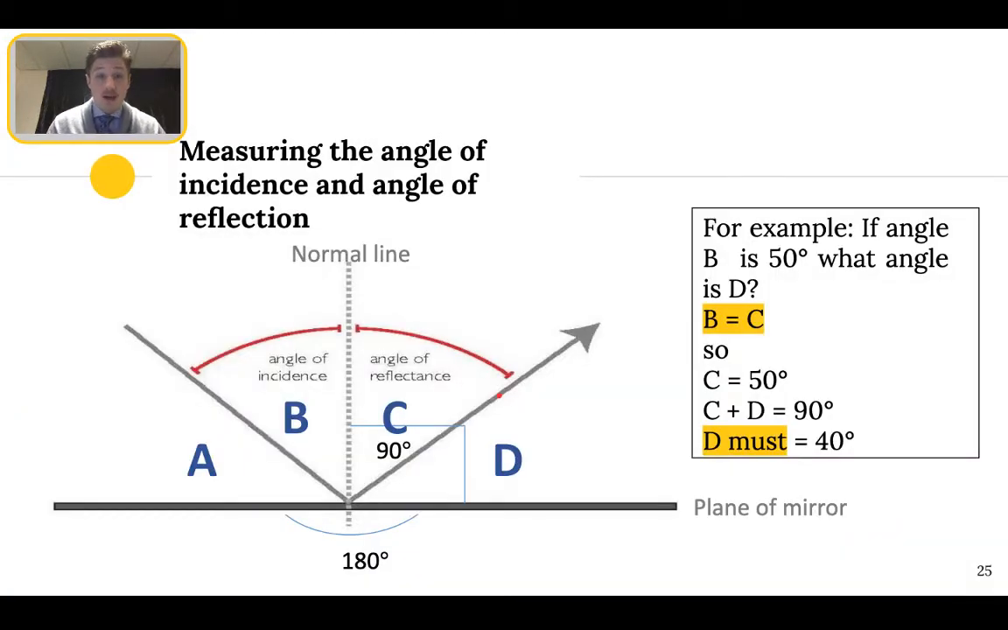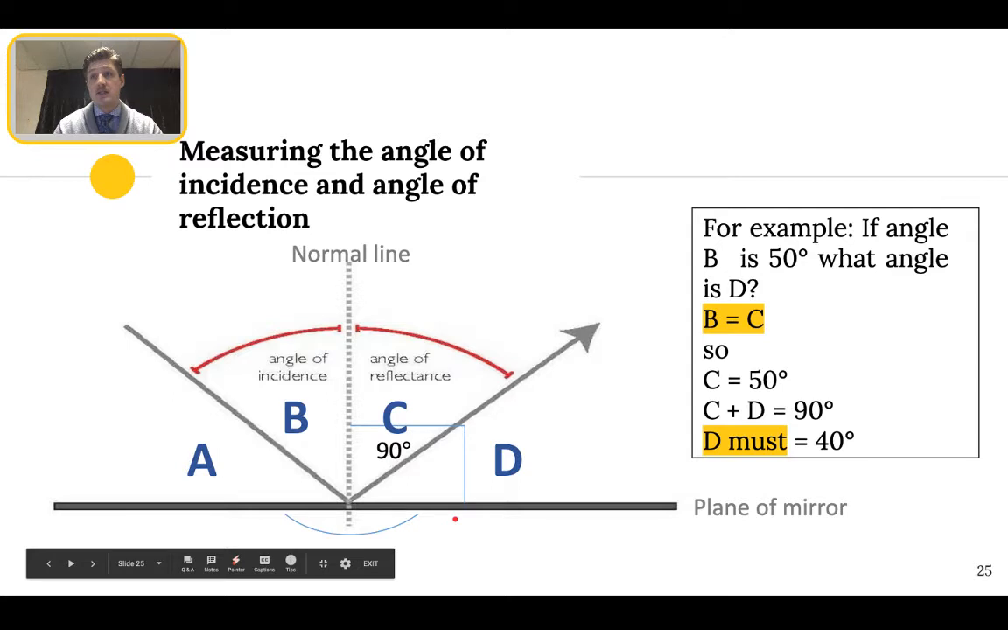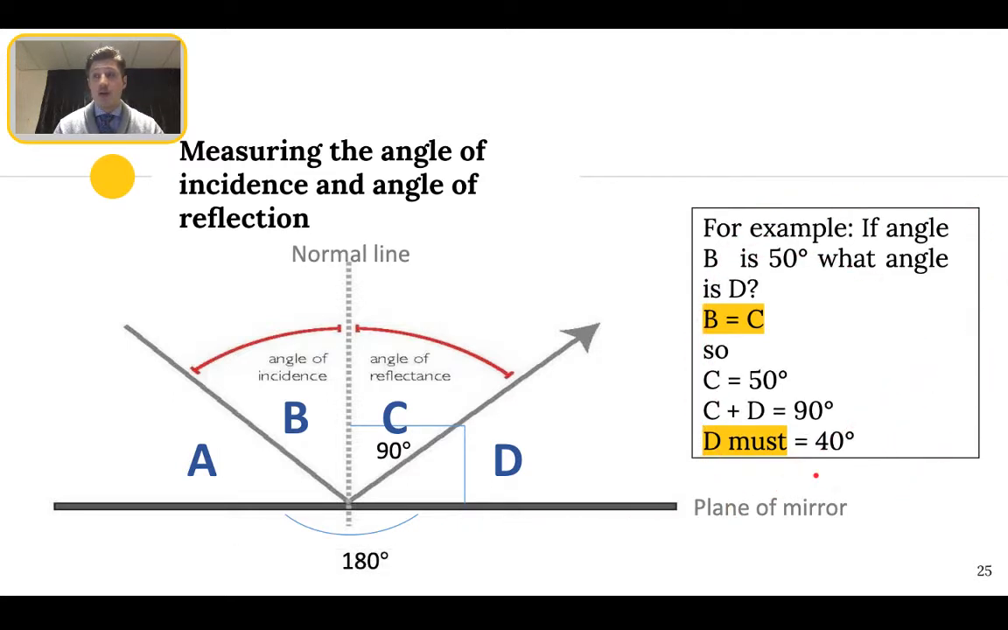Unknown angles can be calculated using the rule for mirrors that the angle of incidence equals the angle of reflection. You need to know the normal line is 90 degrees to the plane and that the mirror and all angles A, B, C and D must add up to 180 degrees. You can see this calculation here. Pause the video now and try and work that out yourself.